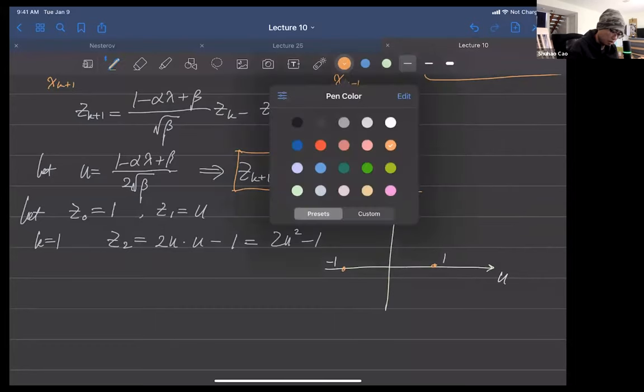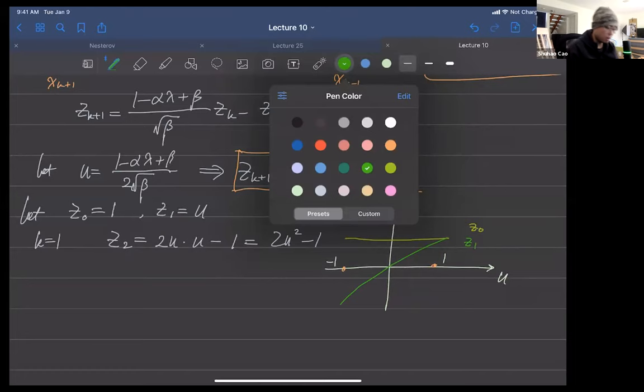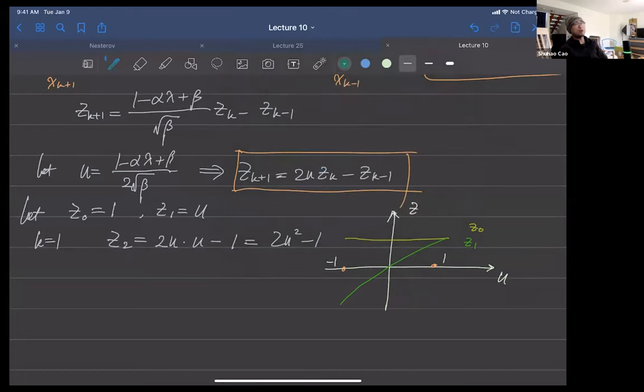And what happens is, for example, let me use another color. This is z_0, okay? And z_1 is u, so z_1 is like this. And z_2 is more interesting. z_2 is 2u square minus 1. So 2u square is something like this. However, once we minus 1, 2u square was originally like this, right? But when u is 1, 2u square is 2, so minus 1 it will be like this. So this is z_2, and the minimum value of z_2 is actually minus 1, okay?